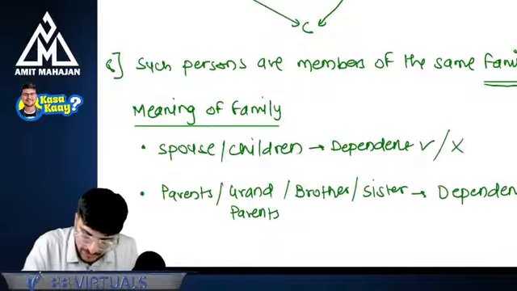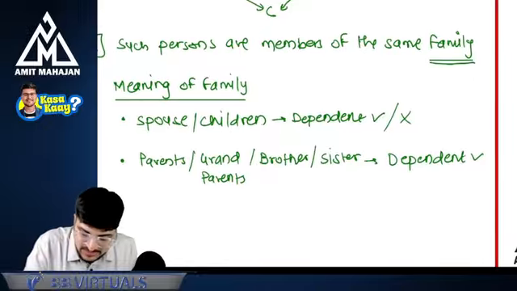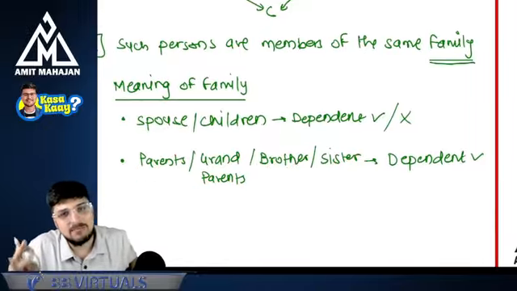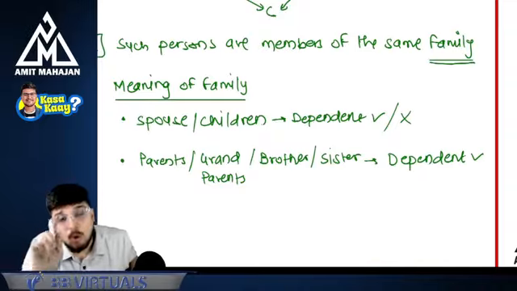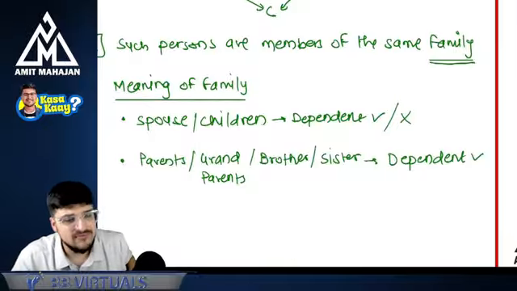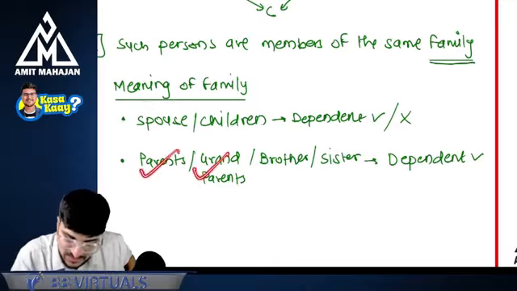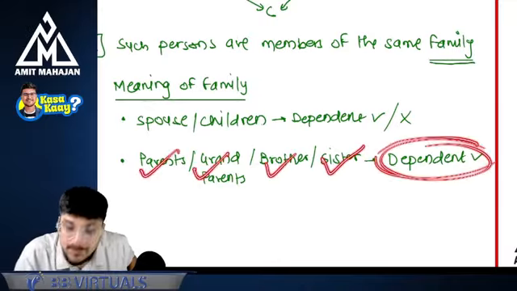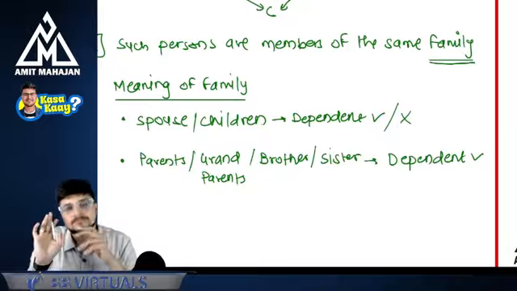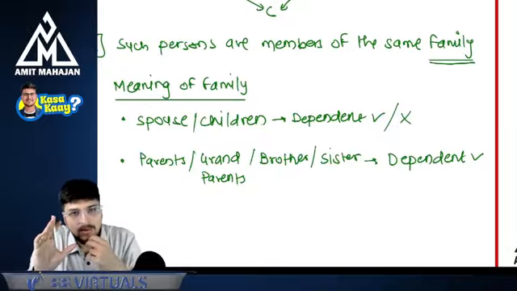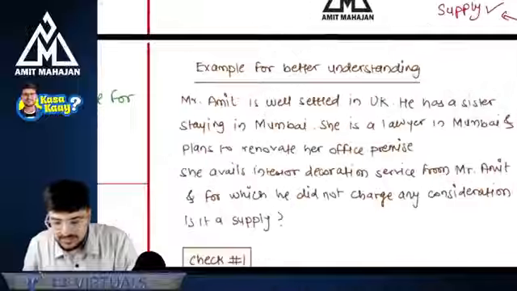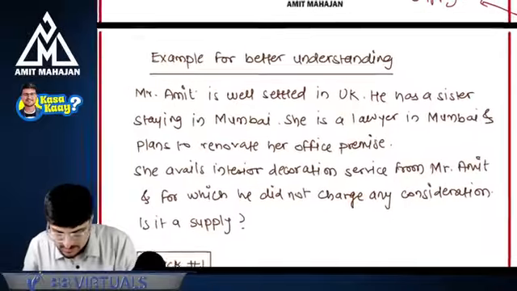Perfect, no problem. Okay, but specifically remember this: in case of parents, grandparents, brother, sister, only if they are dependent on me are they my related parties or my family. Again, parents, grandparents, brother, sister, only when they are dependent on me are they my family and my related parties. Are you understanding? Pakka?